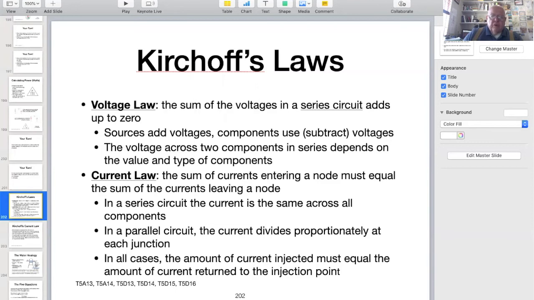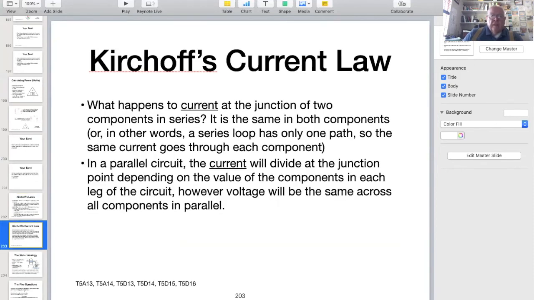Circuits often have components in series as well as branches in parallel. If everything is in series, the current will be the same through every component. If a circuit divides, then the current divides at that junction in proportion to the value of the components in each branch. Eventually, however, all branches must come back together at the injection point, and the input current will equal the output current. This slide attempts to make clear how current flows through a circuit and how voltage behaves. Go ahead and take a moment to read it.